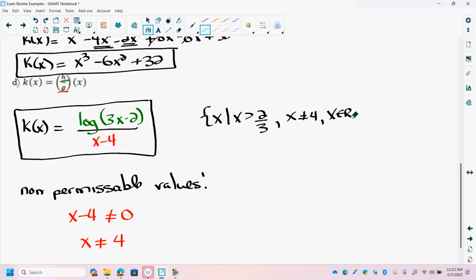X belongs to the real numbers. When do you have to add the non-permissible values? When you combine them through division. Wicked. Here's what that would look like in interval notation. I'd go from negative infinity, 2/3 to 4. And then I'd go from 4 to infinity.